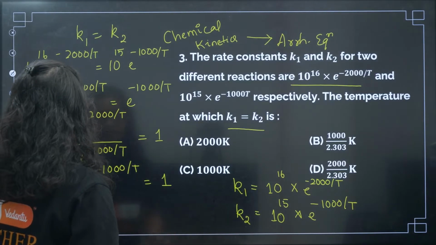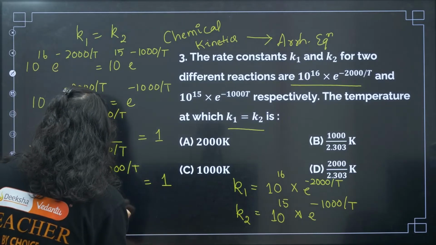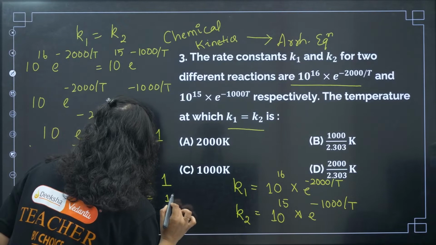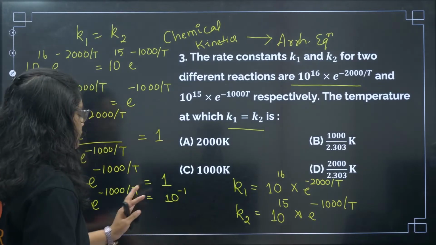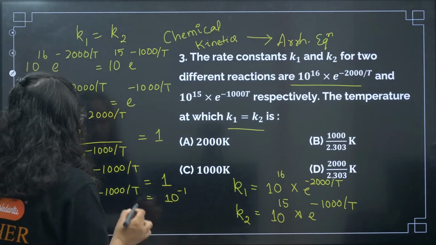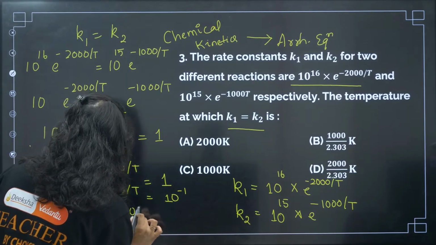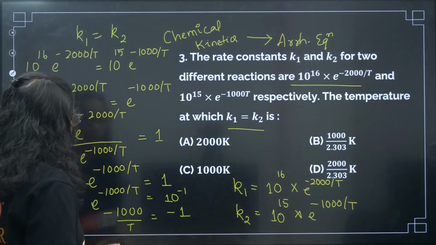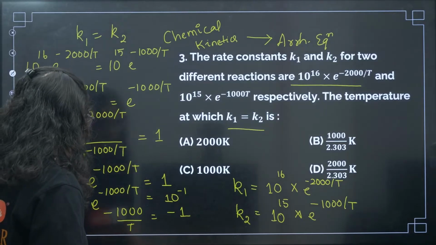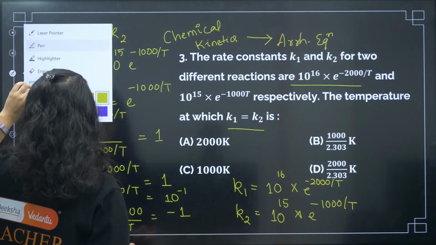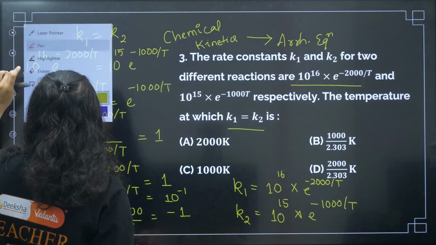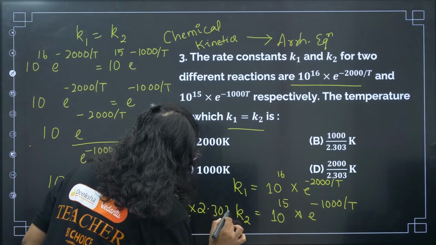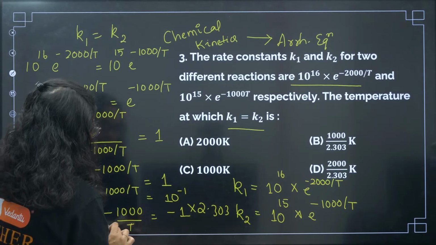Okay, now what we can do, I'll take this 10 to one side, so I'll get e to the power of minus 1000 by T is equal to 1 by 10, that is, I'll write 10 to the power of minus 1. Now if you take ln on both sides, I'll get 1000 by T is equal to minus 1. Now we'll convert this into log also. Okay, so if I convert it into log, I'll get into 2.303. So what will be the value of T here?